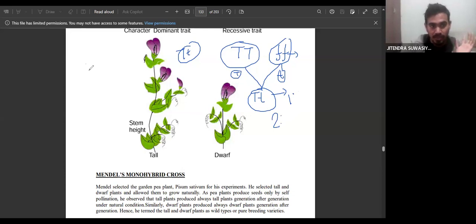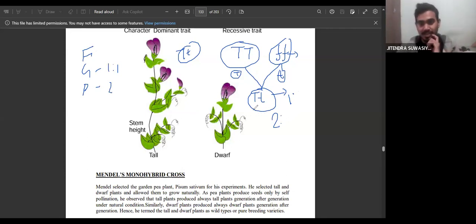If we talk about the genotypic and phenotypic ratio, in the F1 generation the genotypic ratio was 1:1, and the phenotypic was all tall, because every plant he got in the F1 generation was tall, but their genetic makeup was capital T small t. So in the F1 generation he found everyone was tall. Then he did the crossing again, taking the F1 generation, capital T small t.